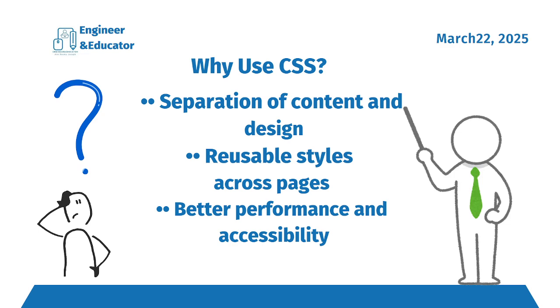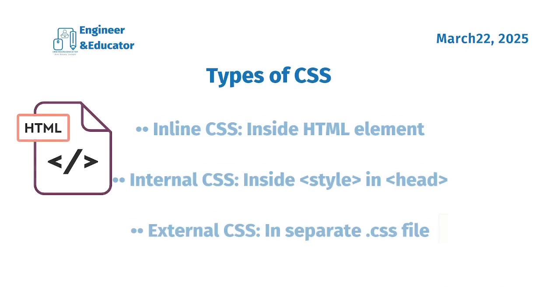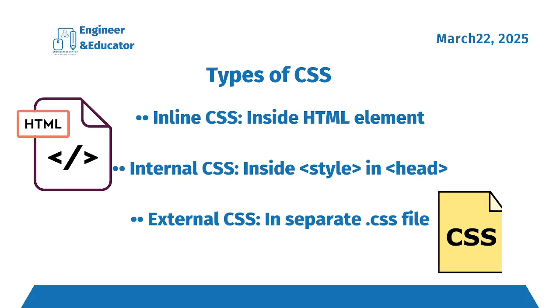Here, let us see how you can add CSS to a particular HTML page. That means you need to style an HTML page. In order to style an HTML page, you need to have a CSS file, or you need to write CSS code. So how are you going to attach the CSS to your HTML page? This is what we are going to study in this part: types of CSS.